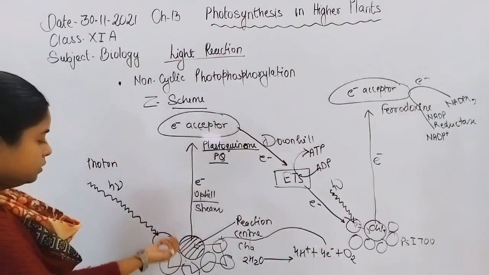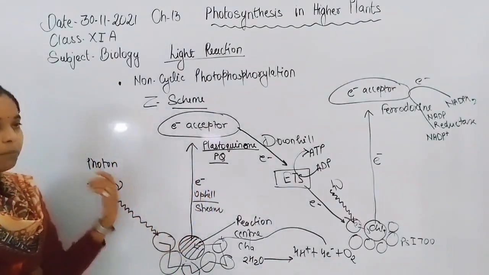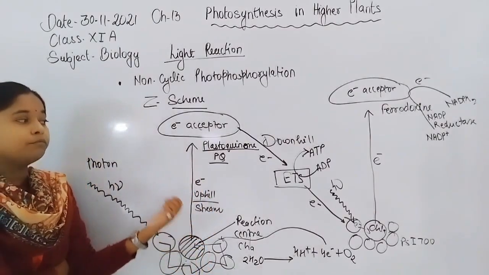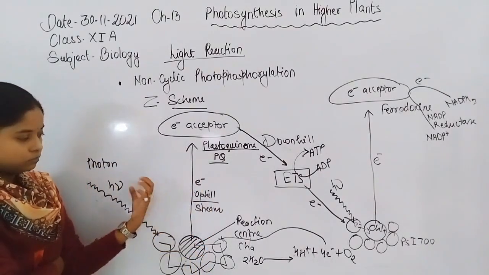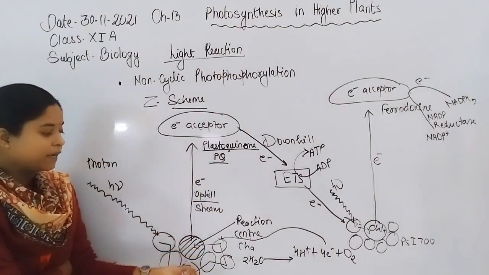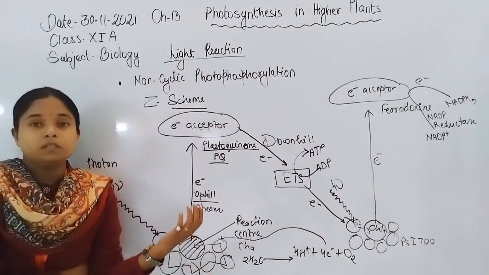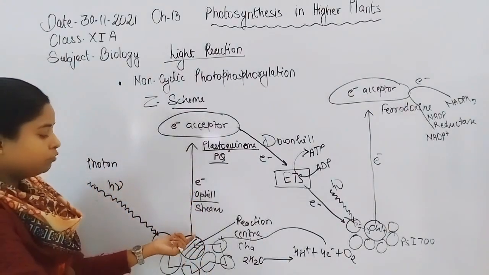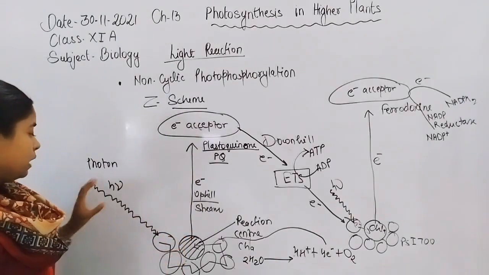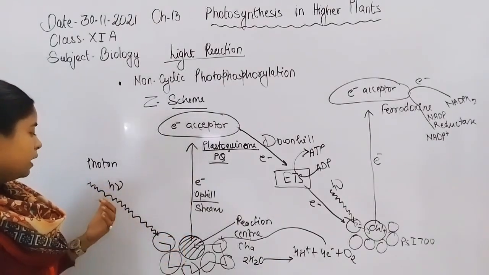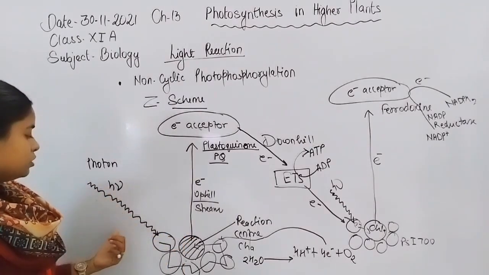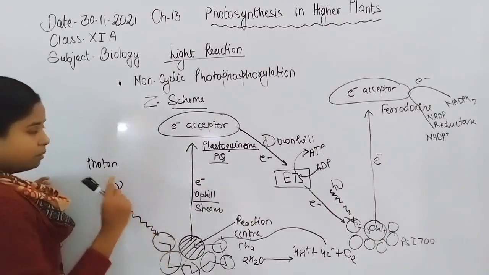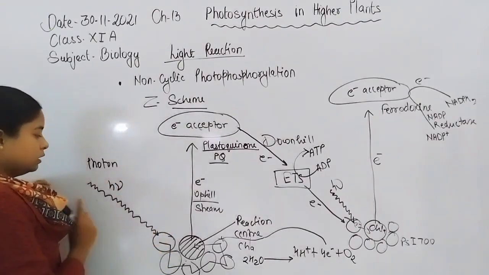Here the light harvesting complex is formed by the reaction center, and photosystem II works at the 680 nanometer wavelength of light. That means the light harvesting complex absorbs or works at light up to 680 nanometer. Above the light of this range, they can't do their function.